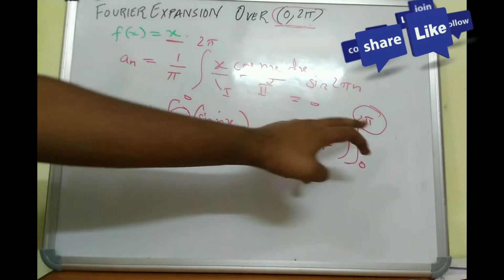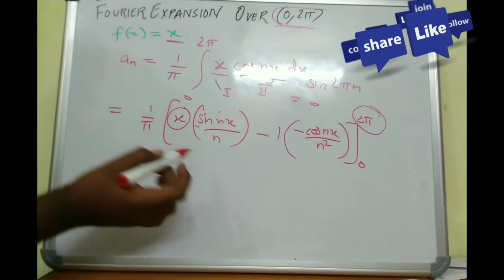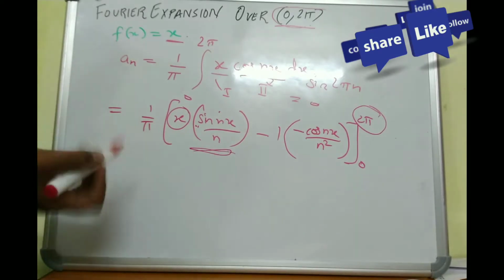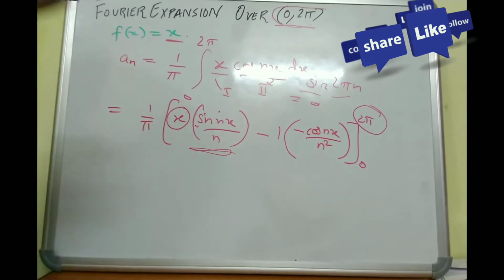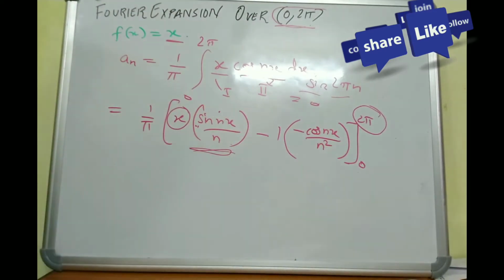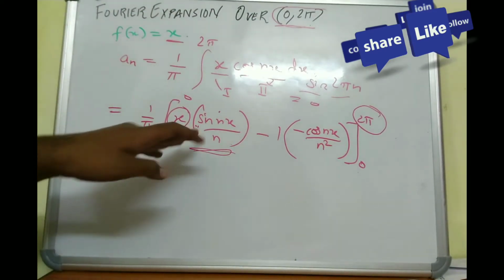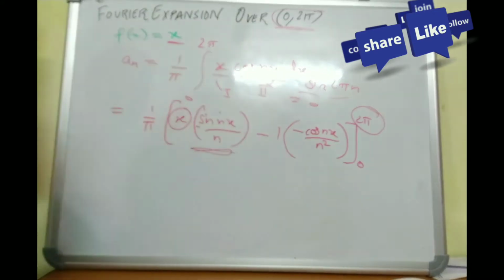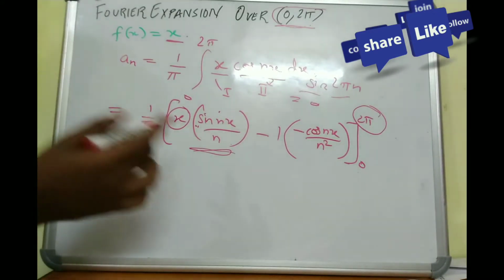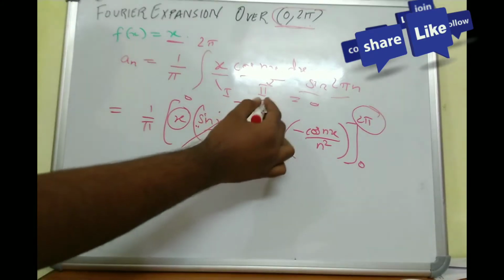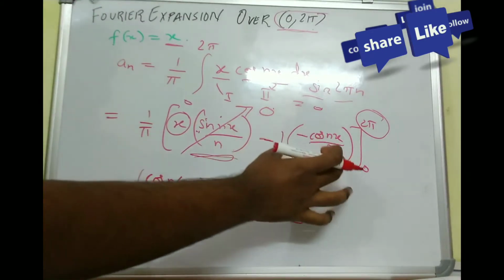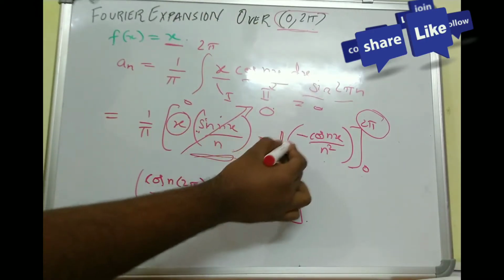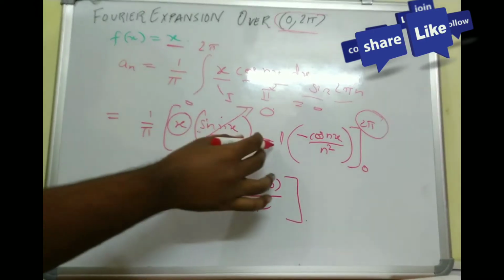So guys, 2 pi, when you substitute here, this becomes 0. Sine 2n pi is nothing but 0. Then sine 0 is also 0. So no need to substitute in the sine values whenever 2 pi and 0 is given. This whole term becomes 0. So this value becomes 0. Now putting this value, minus 1, this minus you take outside, so this becomes plus 1.